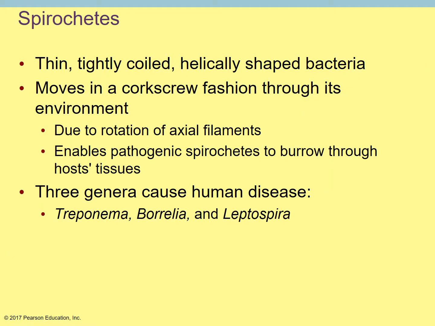Spirochetes are bacteria that tend to be very thin. They tend to be coiled tightly and in a helical shape. They tend to move in a corkscrew fashion. This has to do with the axial filaments that are wrapped around them. The benefit of this corkscrew-type movement is that it allows the pathogenic spirochetes to burrow down into your tissues. There are three main genera that can cause human diseases: Treponema, Borrelia, and Leptospira.